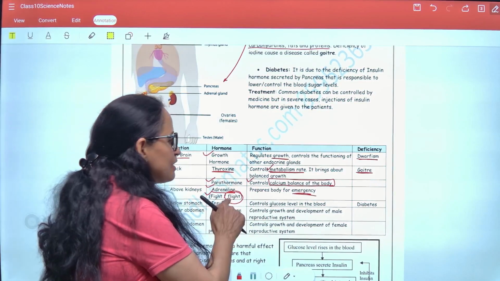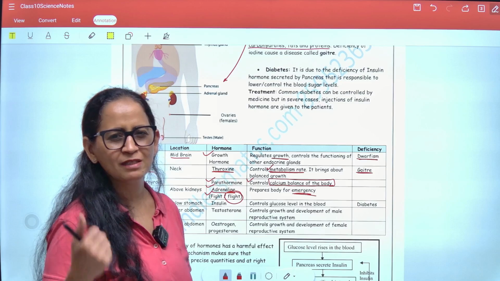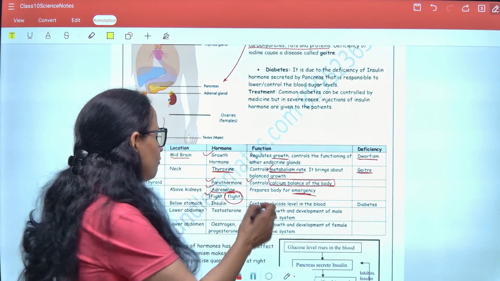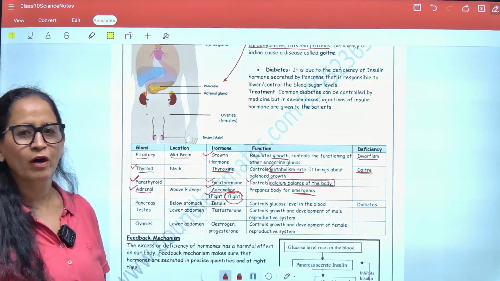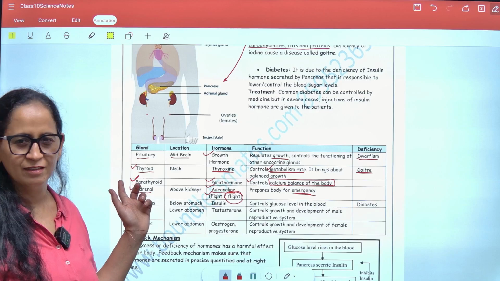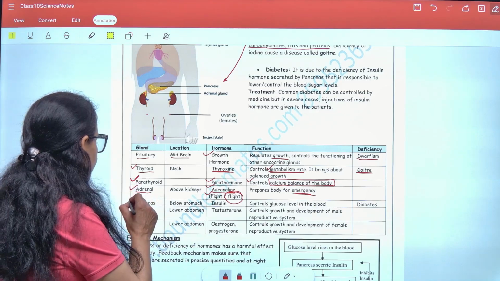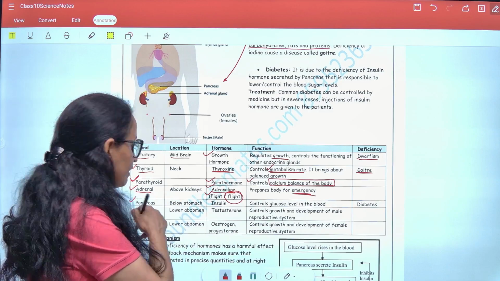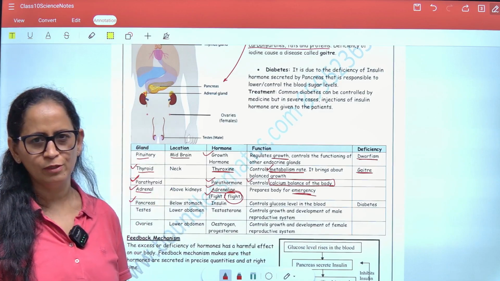So this fight-or-flight response of the body, making your muscles so active that you can run very fast, is the working of the adrenaline hormone secreted by the adrenal gland. Okay. Next is the pancreas. Again, we have studied about the pancreas during the nutrition chapter also.